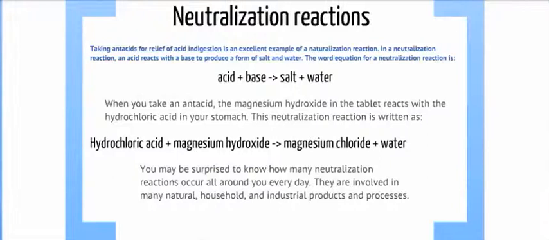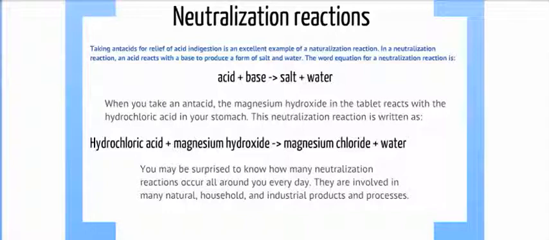Finally, we have neutralization reactions. Taking an antacid for relief of acid indigestion is an excellent example of a neutralization reaction. In a neutralization reaction, the acid reacts with the base to form a salt and water. So the word equation for a neutralization reaction is acid plus base turns into salt and water. When you take an antacid, the magnesium hydroxide in the tablet reacts with the hydrochloric acid in your stomach.